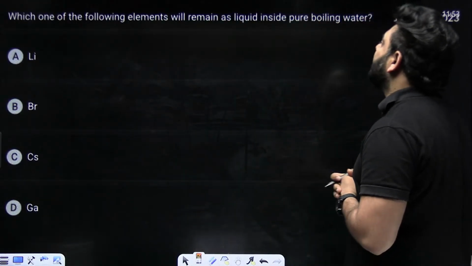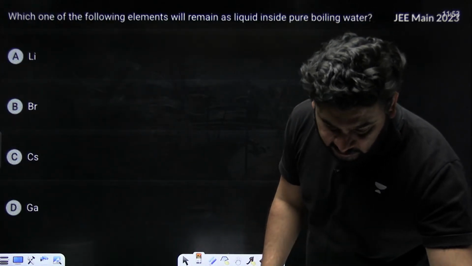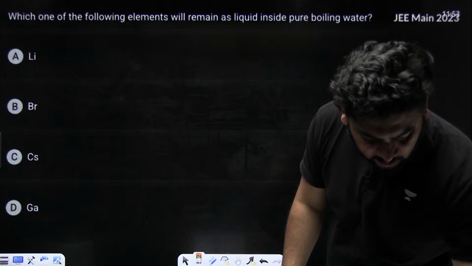Which one of the elements will remain as a liquid inside pure boiling water? So first of all, let me just find this timeline. Where did I say this thing? I'll make a short out of it.